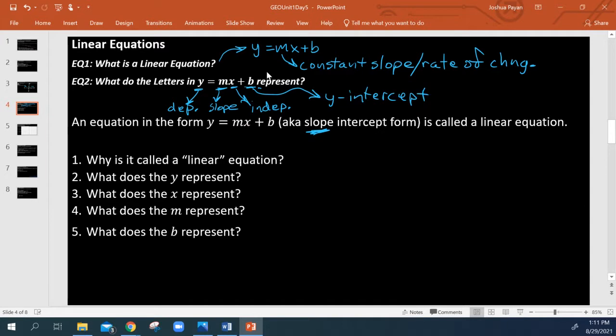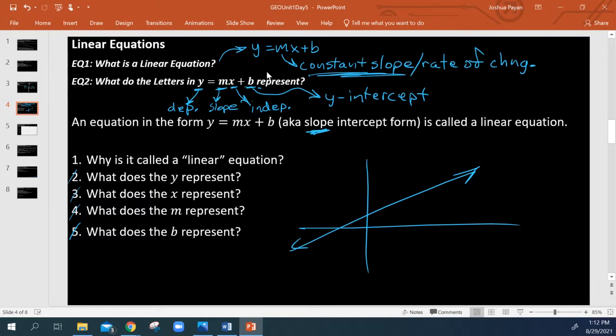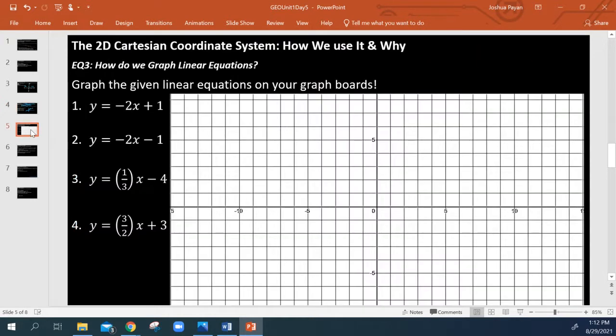It pretty much answers all of these questions on here also. So we answered what does y represent, x, m, and b. Why is it called a linear equation? Well, if it's got a constant slope or rate of change, it stays in a straight line. It continues and continues on its set path, its direction. The rate of change remains the same. You still always have the same delta y and delta x. Okay, and we'll talk more in depth what all that means in the next lesson.